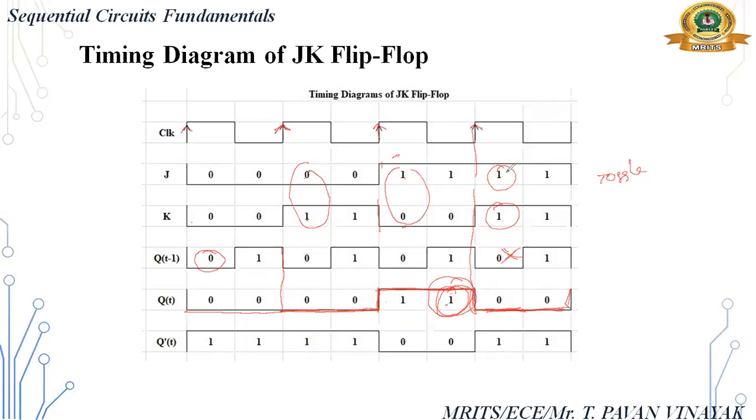Suppose this 1 1 condition occurs here. You can consider this one as the initial state. Then you can draw the complement of 0 as 1 here. But here you have to consider the previous state. This is the previous state. Don't consider this as the previous state. Remember this point, this is a very important one.